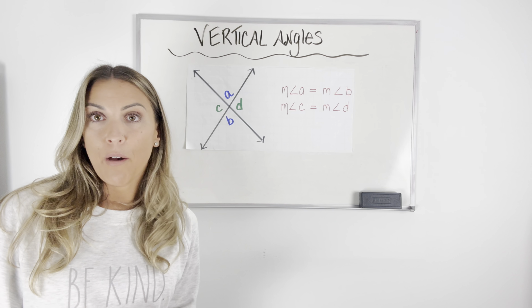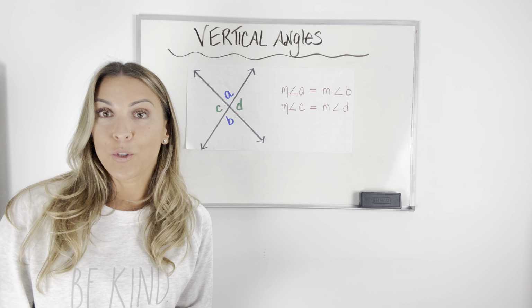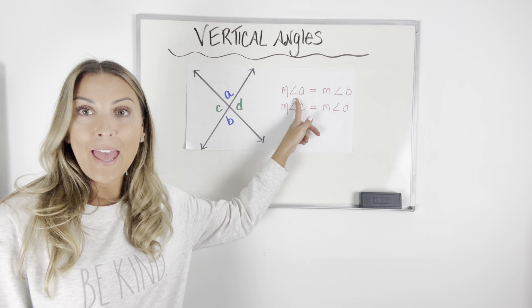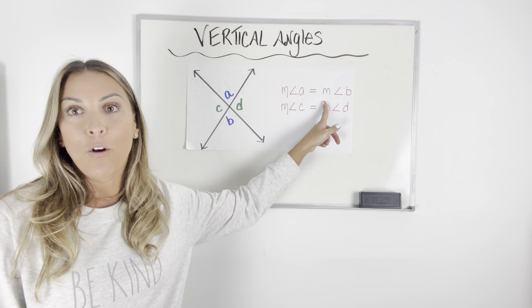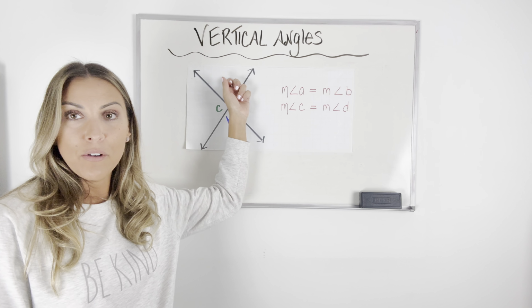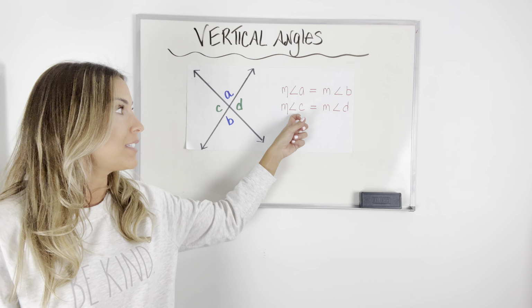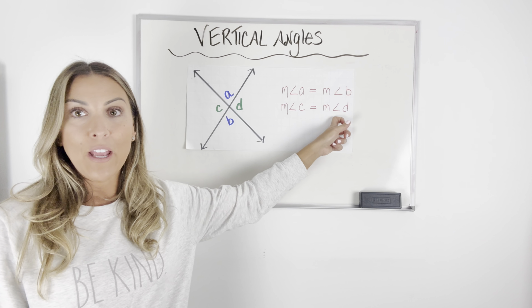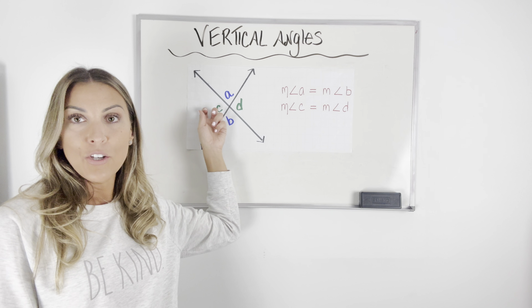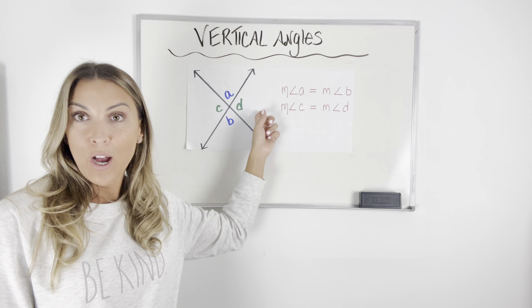The important thing about vertical angles is that they are equal to each other. So the measure of angle A is equal to the measure of angle B. So if I know that A is 80 degrees, then I know automatically that B is also 80 degrees. And the measure of angle C is equal to the measure of angle D. So if I knew that C was 100, I could say that D is also 100.